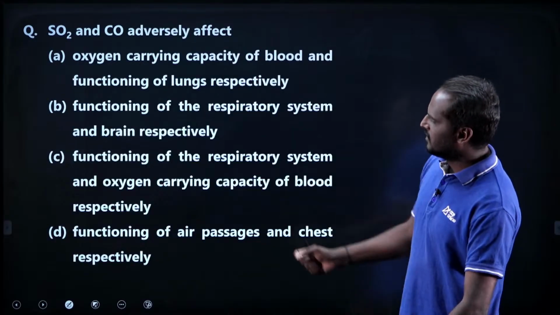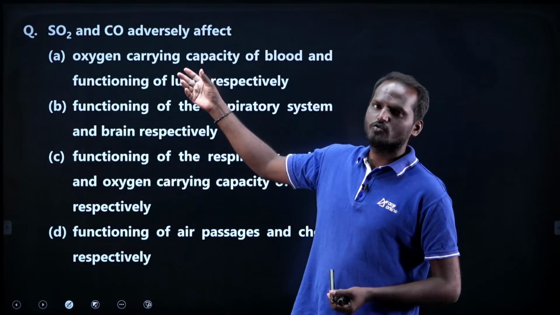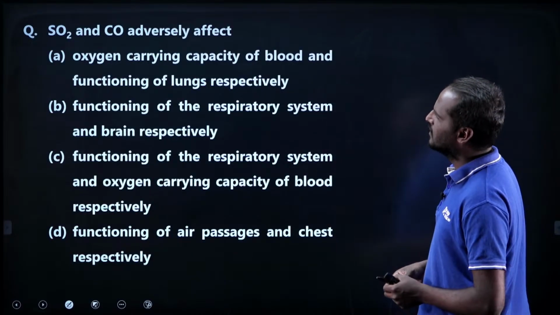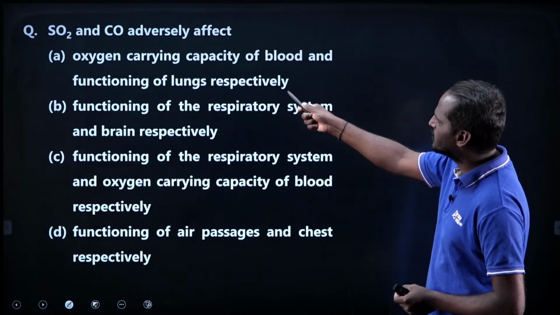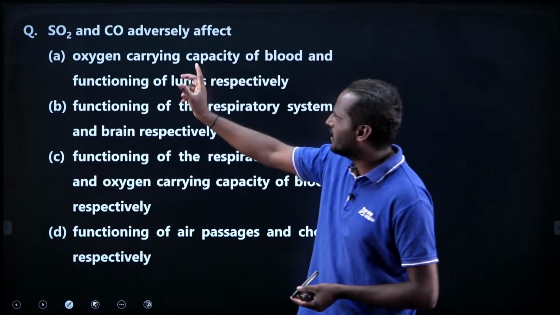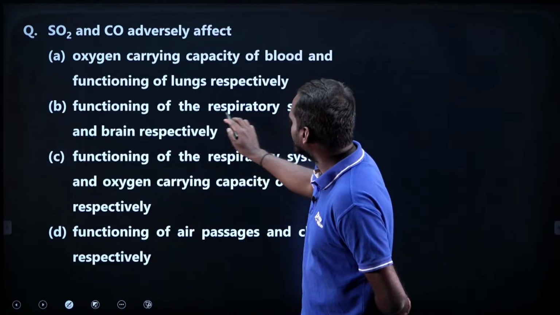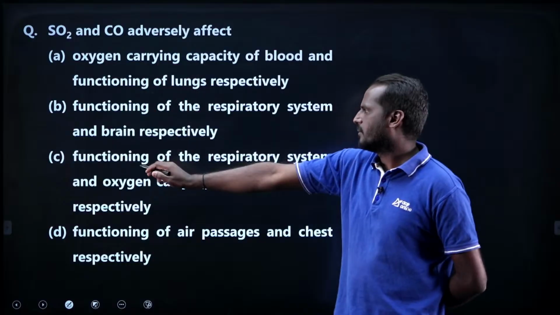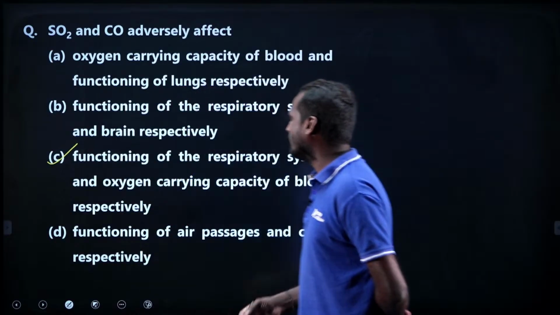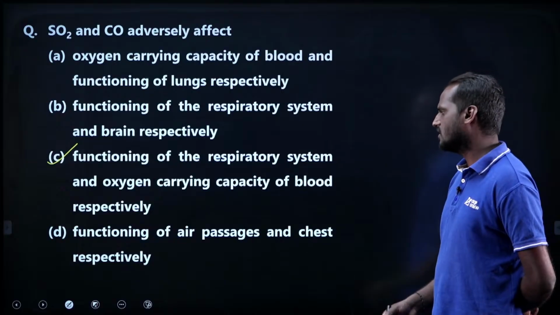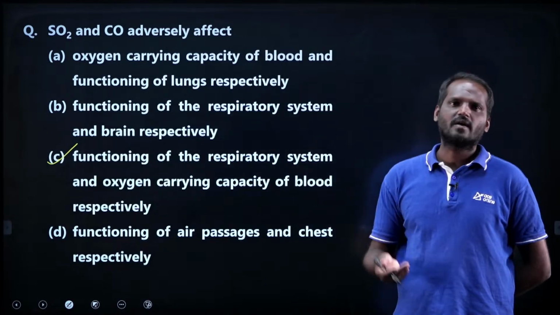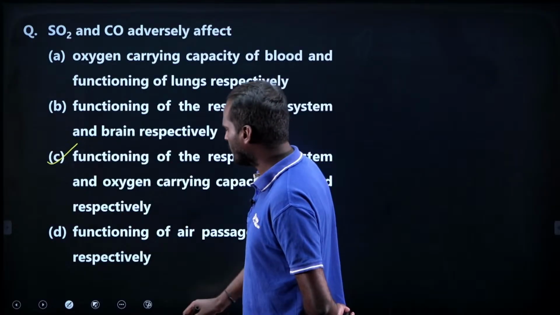Okay, the next question. These kinds of questions from air pollution are very common. They may ask you about the health effects of certain air pollutants. Look: sulfur dioxide and carbon monoxide adversely affect the oxygen carrying capacity of the blood and functioning of the lungs respectively. See, CO disrupts the oxygen carrying capacity, right? Therefore, option A is not correct. Respectively, you need the functioning of the respiratory system and the oxygen carrying capacity of the blood. So SO2 and CO respectively impact health this way. The most appropriate answer is that SO2 causes respiratory illness, and with CO the oxygen carrying capacity of the blood is greatly reduced.